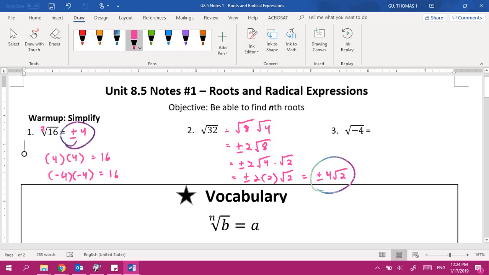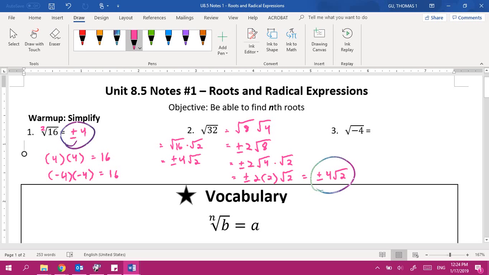But what if I had chosen square root of 16 times square root of 2? Right? Because 16 times 2 is 32. What's the square root of 16? 4. Plus or minus 4 square roots of 2. And look, I got the exact same answer. Just one way is faster. But you'll still get the same answer, okay?